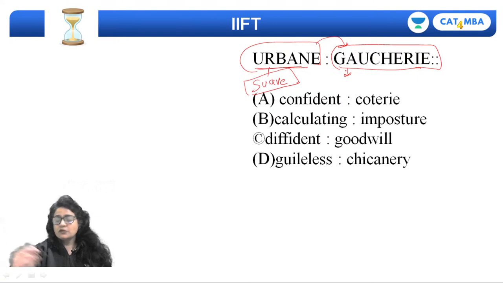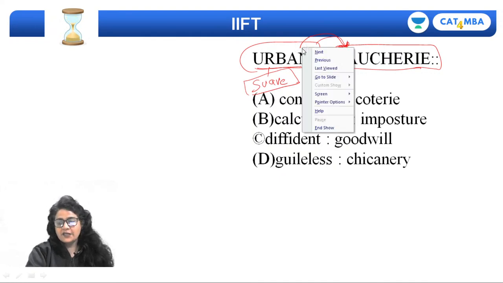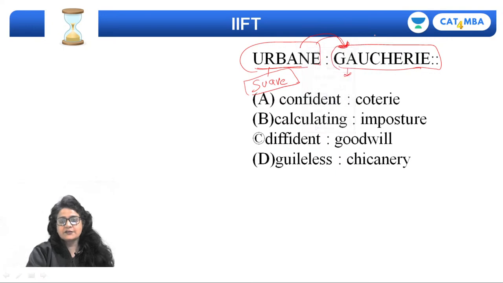So the answer is, or sorry, the relationship is opposite. Batai, answer batai phir. So basically, urbane is somebody who lacks gaucherie. He's very apt. He's very sophisticated. He lacks gaucherie. Gauche is a person with gaucherie characteristics. Chali, I'll give you the answer to this. No problem. Answer is this.